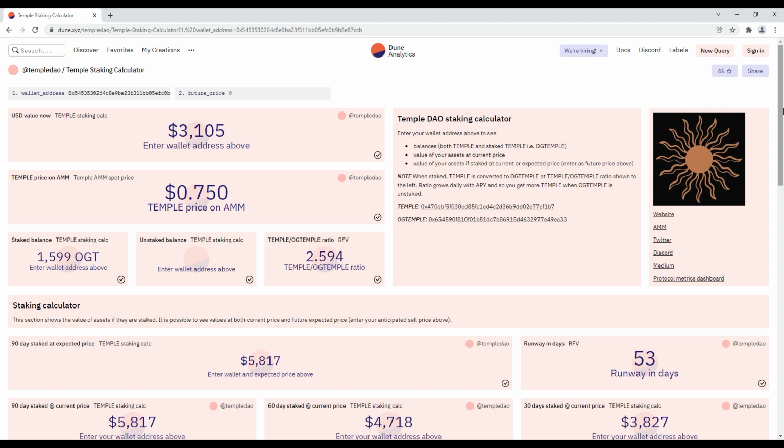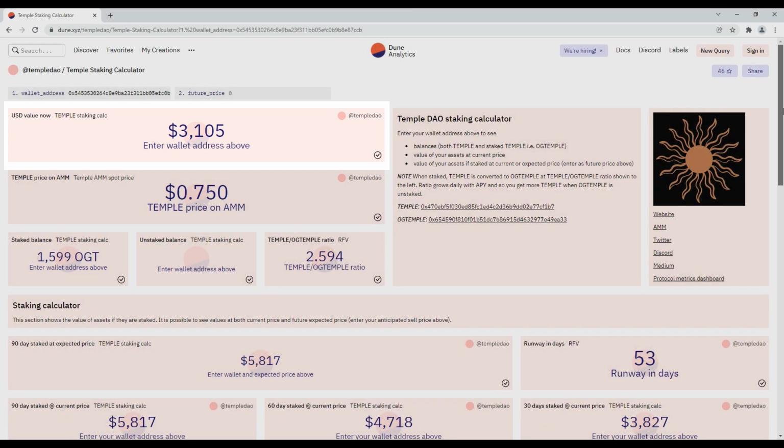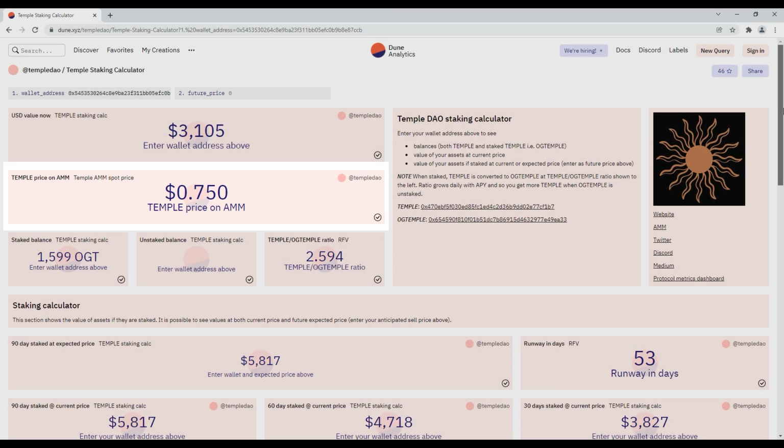Once you enter your Ethereum wallet address, you will be treated to your base metrics. USD value now shows the value of your current holdings based on the current price. Temple price on AMM shows the price of Temple at the current AMM price. This price changes purely based on supply and demand in the AMM.